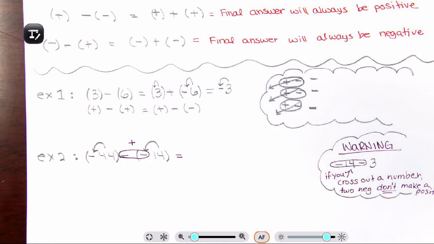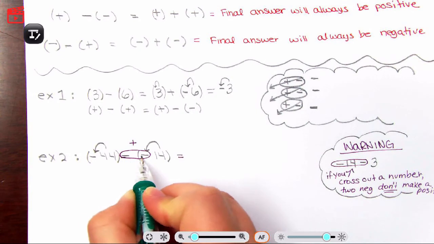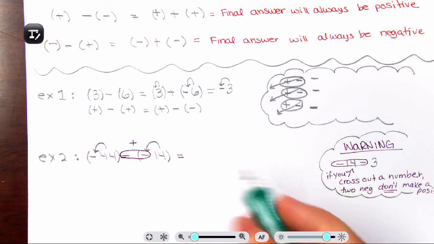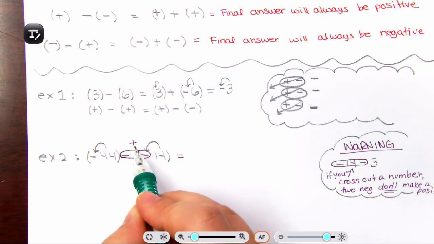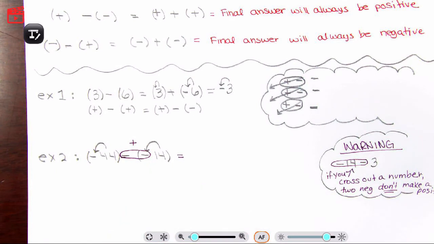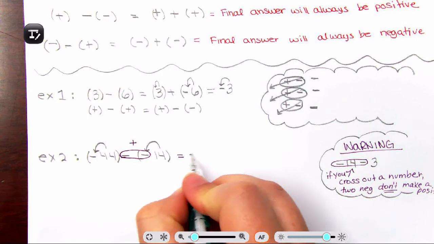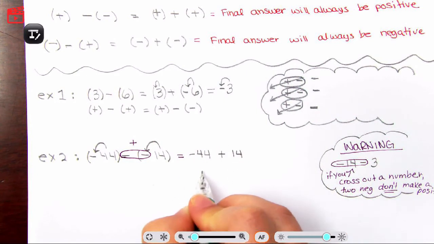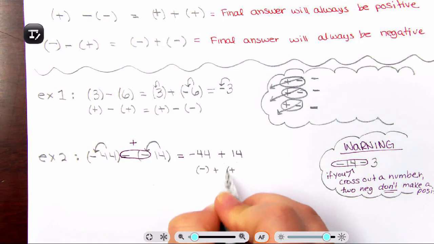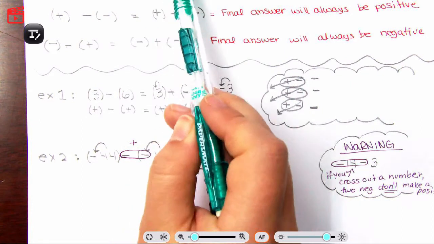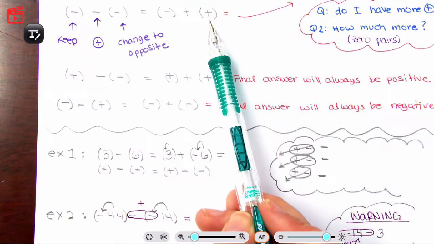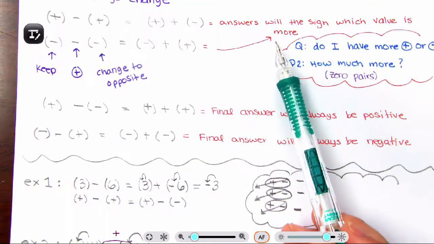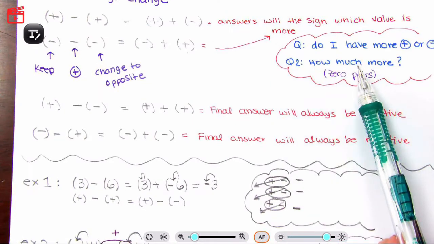All right, so we're going to keep, change. So here's the thing. If you do this method, don't change your plus. You've already converted into a plus, so don't change it back. So we have negative 44 plus 14. I have a negative plus a positive. Looking at my cheat sheet here, a negative plus a positive. What do we need to figure out? We need to figure out which one has more and how much more do we have.